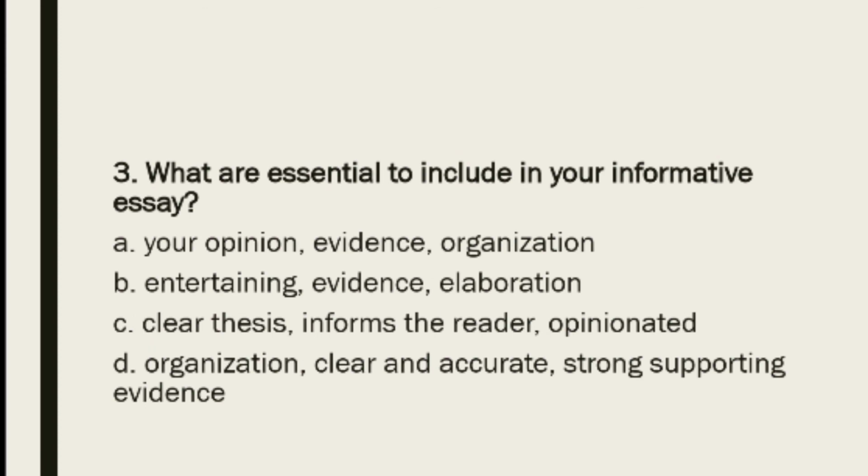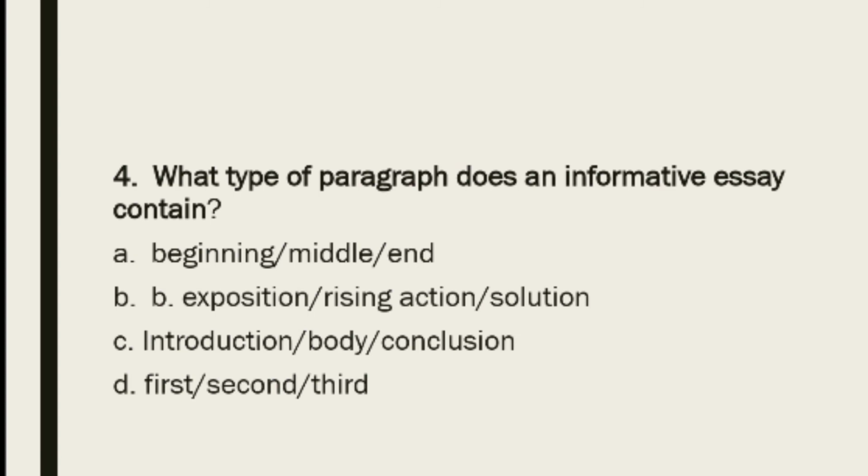Third, what are essential to include in your informative essay? A. Your opinion, evidence, organization. B. Entertaining, evidence, elaboration. C. Clear thesis, informs the reader, opinionated. D. Organization, clear and accurate, strong supporting evidence. Fourth, what type of paragraph does an informative essay contain? A. Beginning, middle, end. B. Exposition, rising action, solution. C. Introduction, body, conclusion. D. First, second, third.